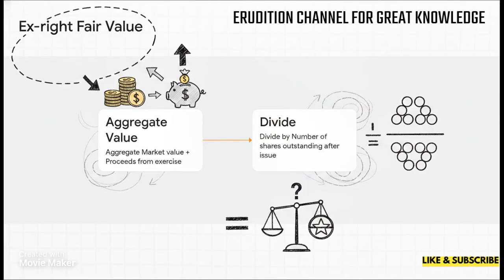So, how do they adjust? Well, we have to find something called the theoretical ex-rights fair value. I know, it sounds intimidating, but it's really just a logical recipe. First, you take the aggregate market value of the shares right before the rights are exercised. Next, you add the fresh cash proceeds coming in from that exercise. Finally, you divide that blended total by the new number of shares outstanding immediately after the issue. You're basically just blending old value with new cash to find a true post-issue baseline.